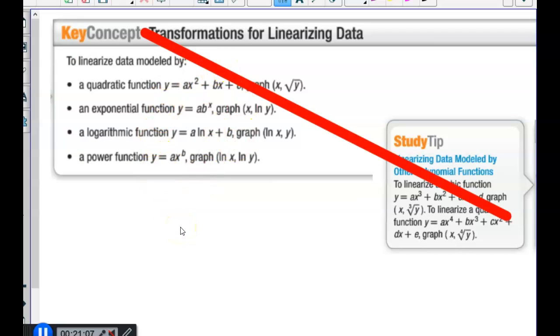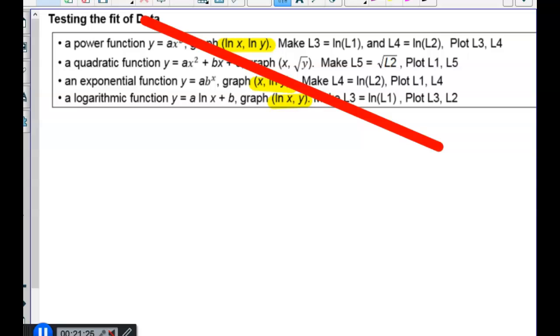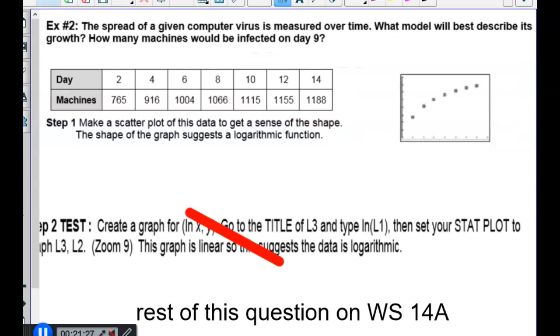There's ways to test all these. If you want to test which is the best, you would have to find the natural log of all the values. You would put them in a new list, plot them against each other, and figure out which one is linear. It is a long, painful, tedious process that we're not going to do. Deal? Okay, so I'm skipping all these slides. We're going to do this one real quick.